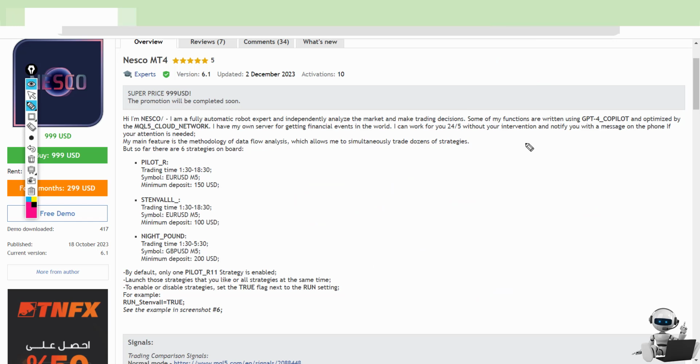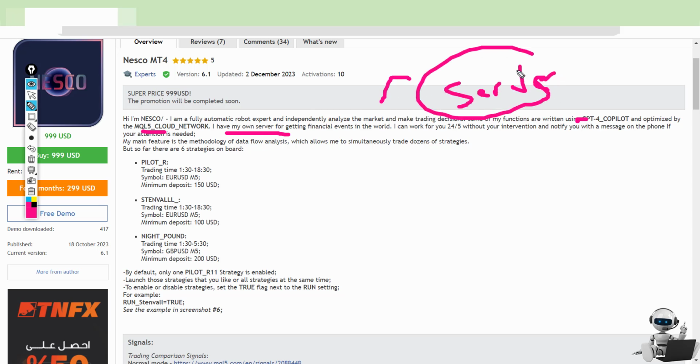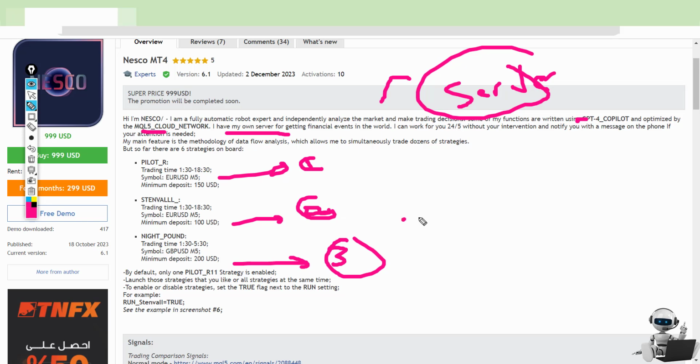Anyway, he said that he is using functions programmed by ChatGPT, Copilot, and optimized by MQL Cloud Network. So it is true, this EA does have a server that it runs the information from. So that means we have 3 AI functions. First is Pilot R, we have Steinville, and then we have Night Pound, or something like that. So that means we have 3 modes.